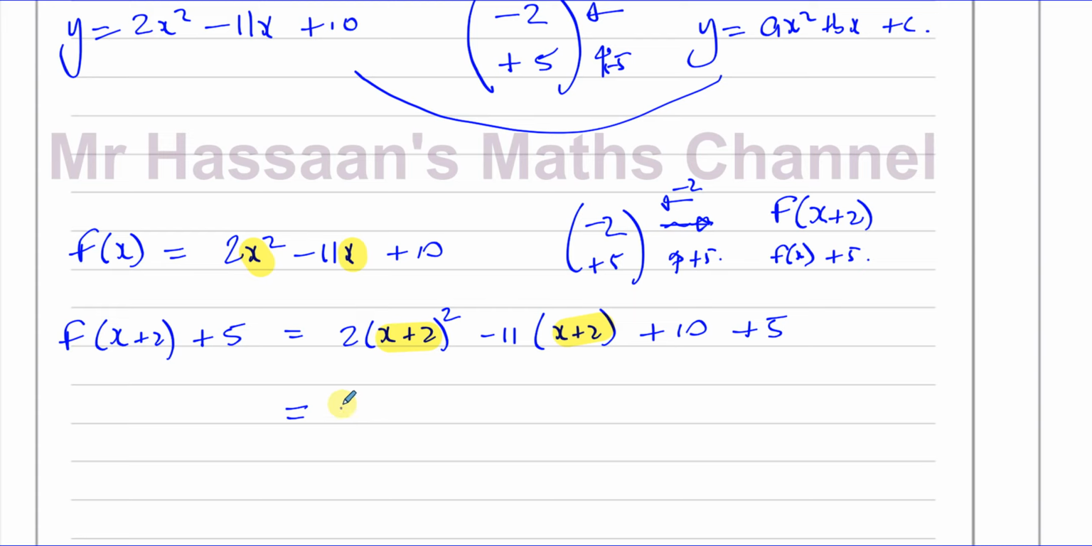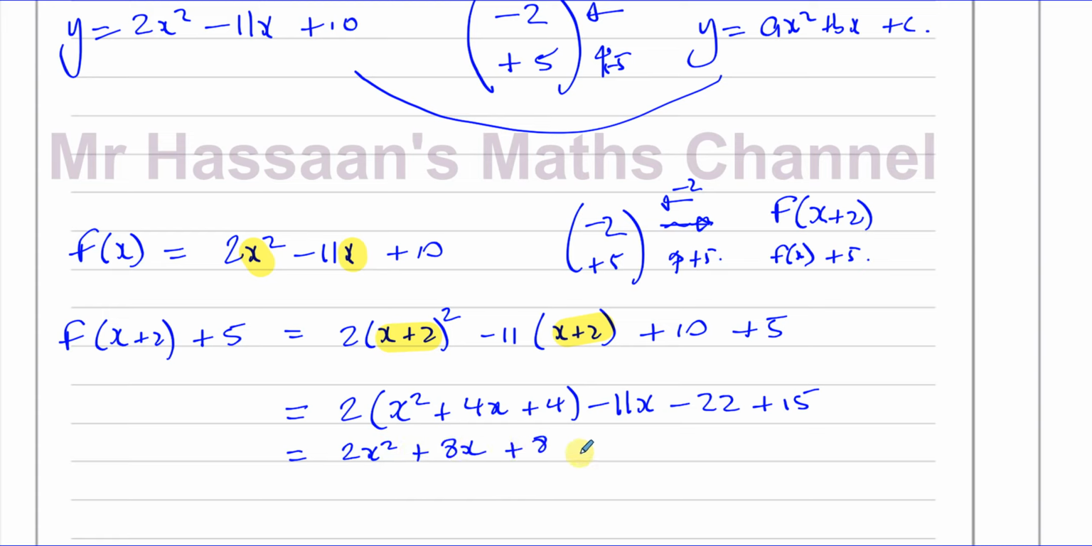So this is going to give me 2 times x squared plus, if I square this bracket, I have to write the middle term, which is you multiply these two and then you double it. So that's 2x doubled, which is 4x. Square the last term, that's plus 4, minus, expand the bracket, minus 11x, minus 22, plus 10 plus 5, which is 15. So this is going to give me 2x squared plus 8x plus 8 minus 11x, and that's minus 7, minus 22 plus 15.